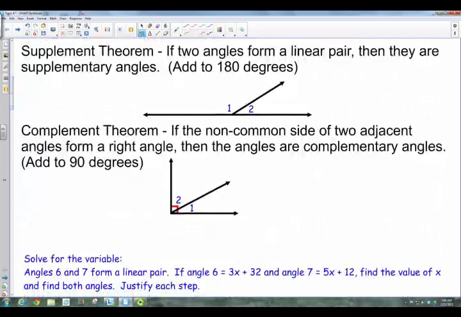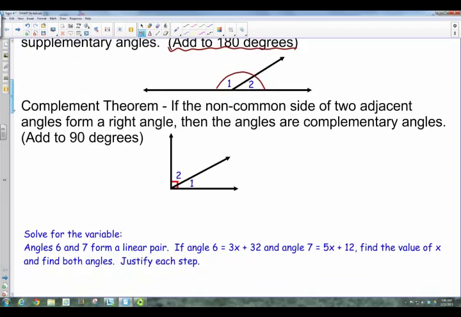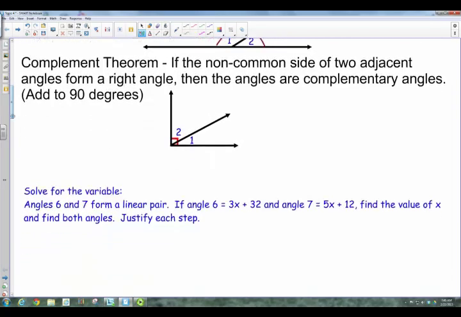Now this leads us to a couple theorems. And the first theorem is what's called the supplement theorem. Supplement angles, or supplementary angles, if you've maybe heard them. So what it says is if two angles form a linear pair, meaning they make a straight line, they are supplementary angles, which means they add up to 180 degrees. So any two angles that create a straight line add up to 180 degrees. So if one was 130, the other one would have to be 50. Okay, so that's supplementary angles.